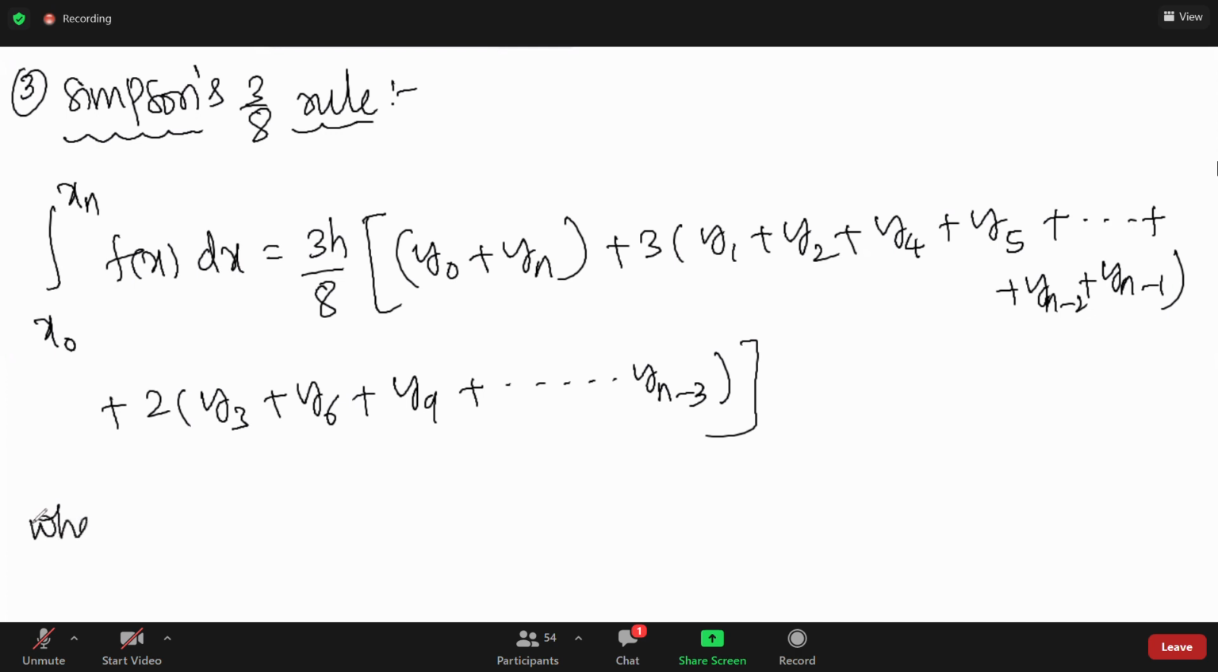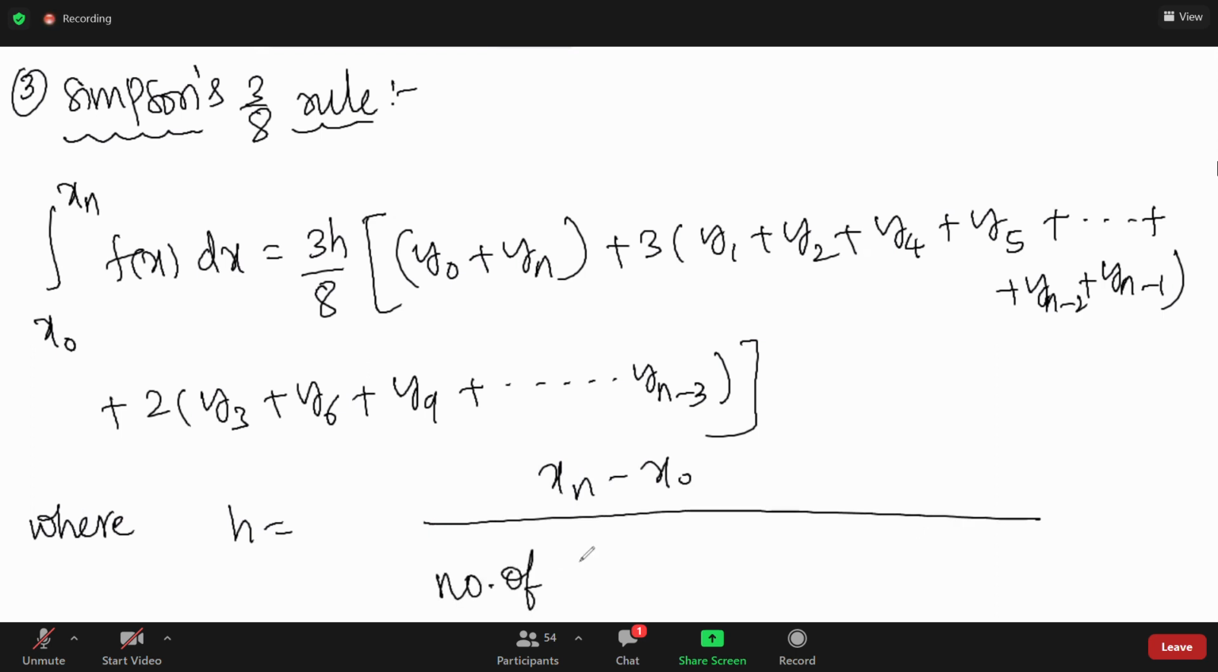So where h is equal to xn minus x naught by the number of subintervals. Here the number of subintervals are multiples of 3.